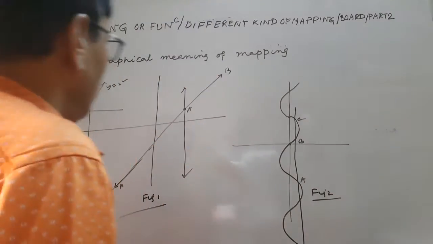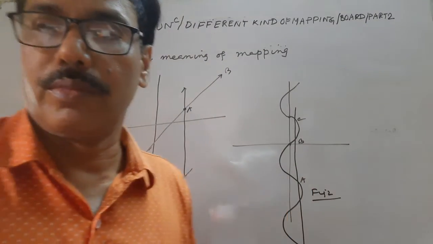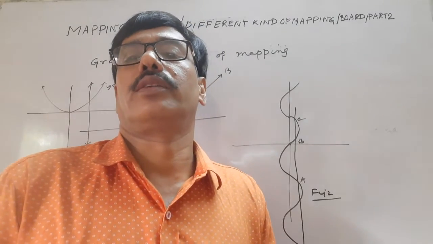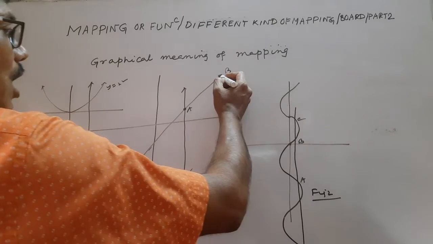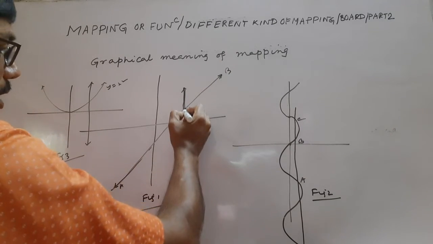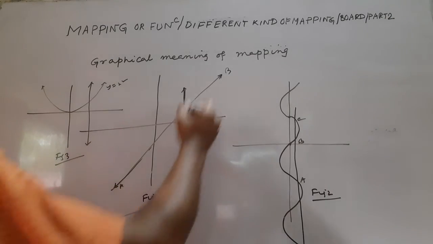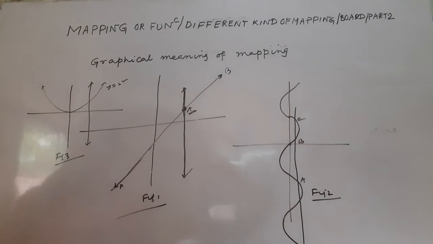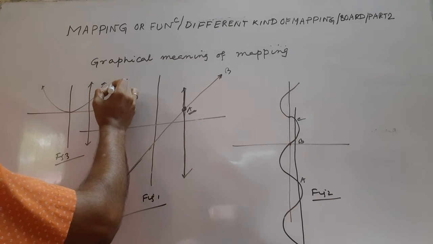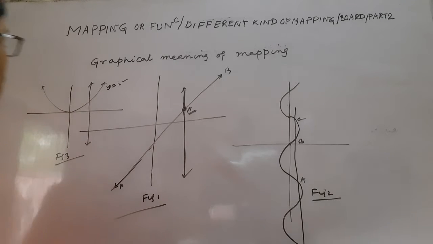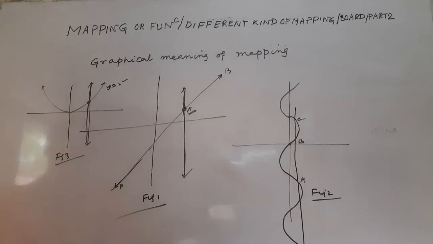So if a vertical line cuts the graph of a curve at only one point, then this is a function. Now look at this curve, a straight line. This is a vertical line. It cuts the graph at a unique point A. So it is a mapping or function. Y equals x square. We have already stated this is a many one function, and a vertical line cuts it at only one point.